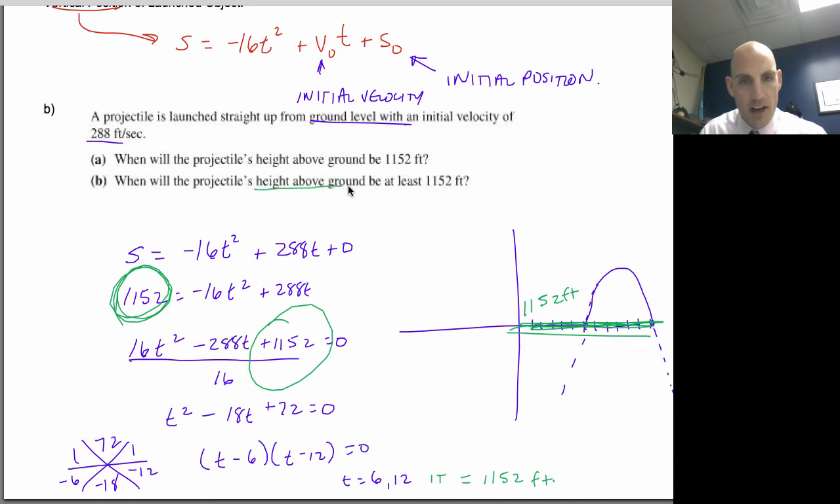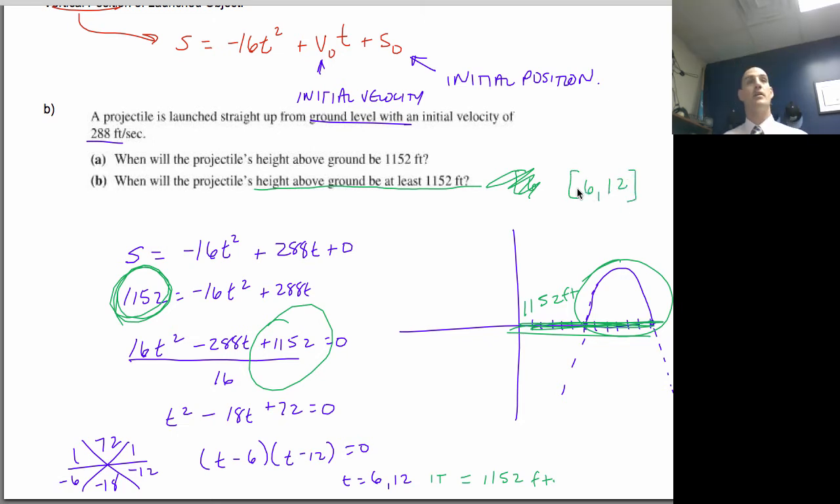When will the projectile's height be at least 1152? Well, all of this is greater than 1152. So between 6 and 12, and because it's at least, meaning 1152 works, it's included. So between 6 and 12, it's above that because it's flying, flying, flying, coming down, down, down. Okay?